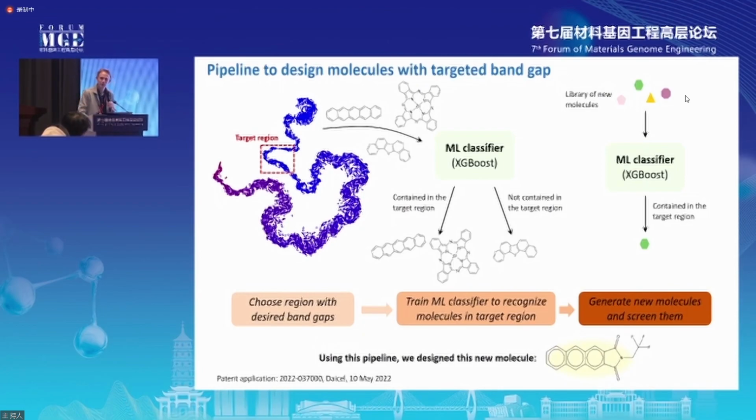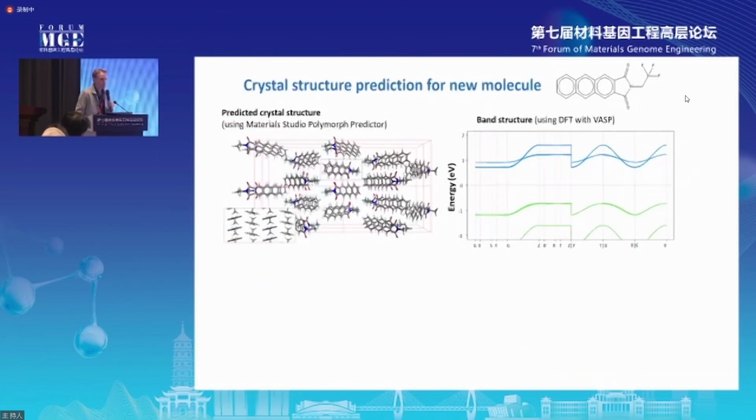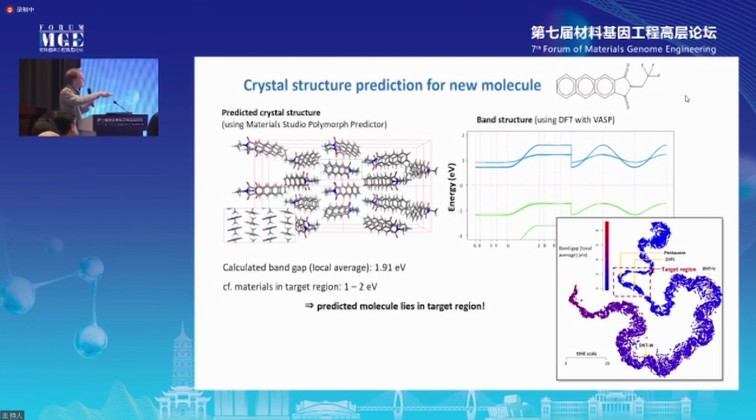Now, does this compound have the band gap that we want? Well, it hasn't been measured experimentally, but this is what we did. We could calculate the crystal structure using Materials Studio. It cost a lot of money, but we managed to get it. It was worth doing. And then we could get the band structure using DFT. Quite a conspicuous-looking band structure, very curvy. If you calculate the band gap averaged across the Brillouin zone, it's about 1.9.